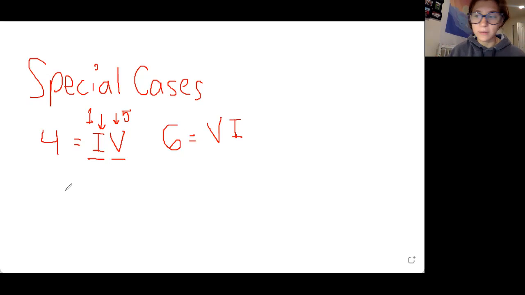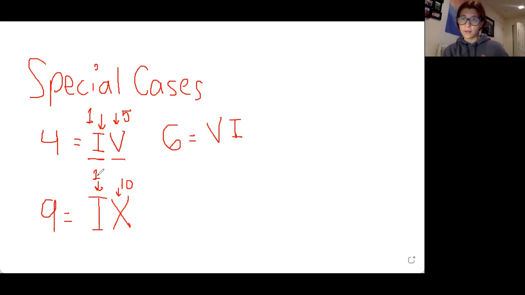Okay, and this can also be seen with 9. So 9 is written as I, X. We know the X is 10 and the I is 1. Since the I is on the left side, it's subtraction. And we can do the same thing as with 6 and look at 11. It's addition because the I is going to be on the right side of the X.